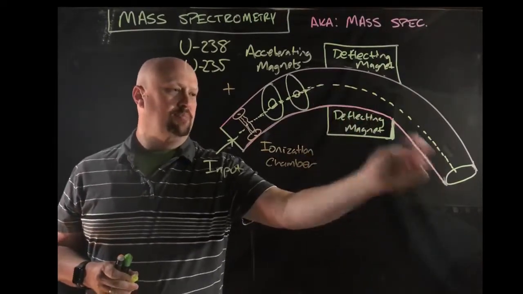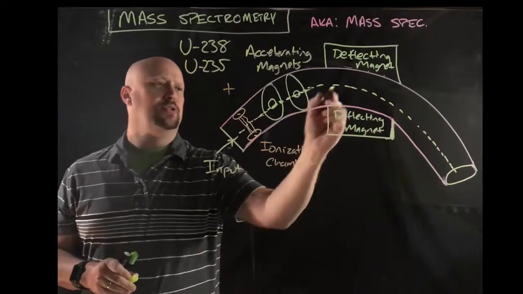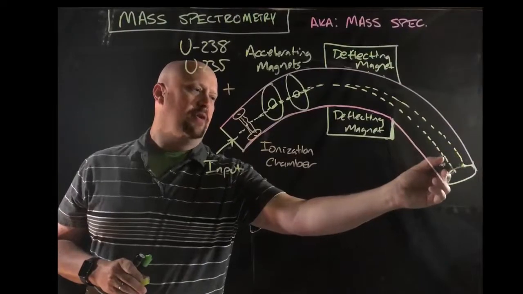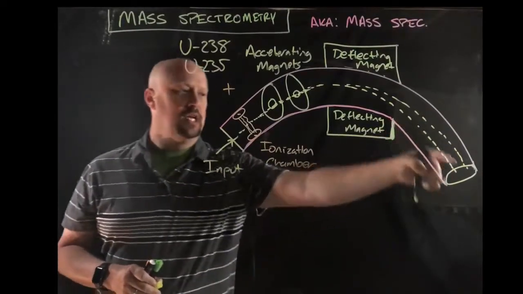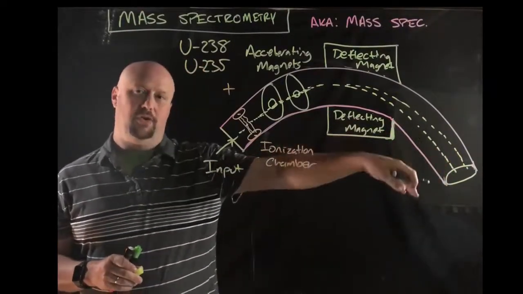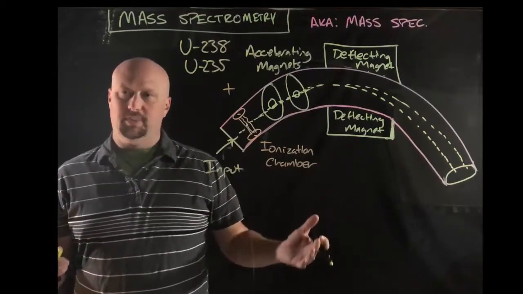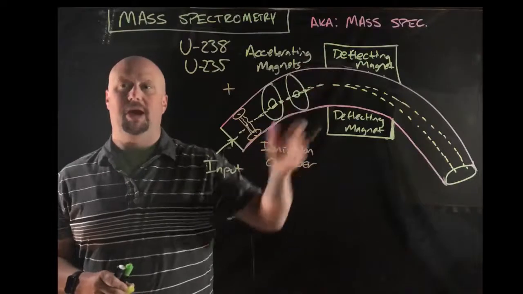So while this beam, the initial one that I have here, might be the U-235, the U-238 doesn't have its path bent quite as much, and so it's going to hit the deflector plate further out because bigger mass, more inertia, it's not going to get its path altered quite as much by the same amount of force.